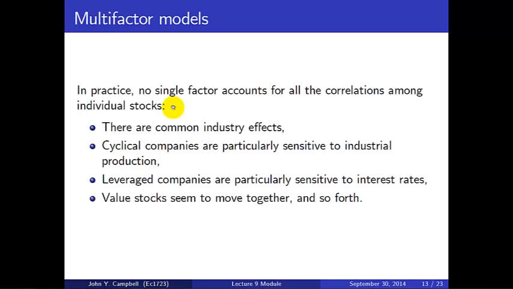All right, so in practice, no single factor accounts for all the correlations among individual stocks. There are, for example, common shocks to particular industries. Then there are some companies that are particularly cyclical and react to industrial production. There are companies that have a lot of debt, leveraged companies, and they're going to be particularly sensitive to movements in interest rates. There's evidence that value stocks seem to move together, growth stocks seem to move together, and so on and so forth.